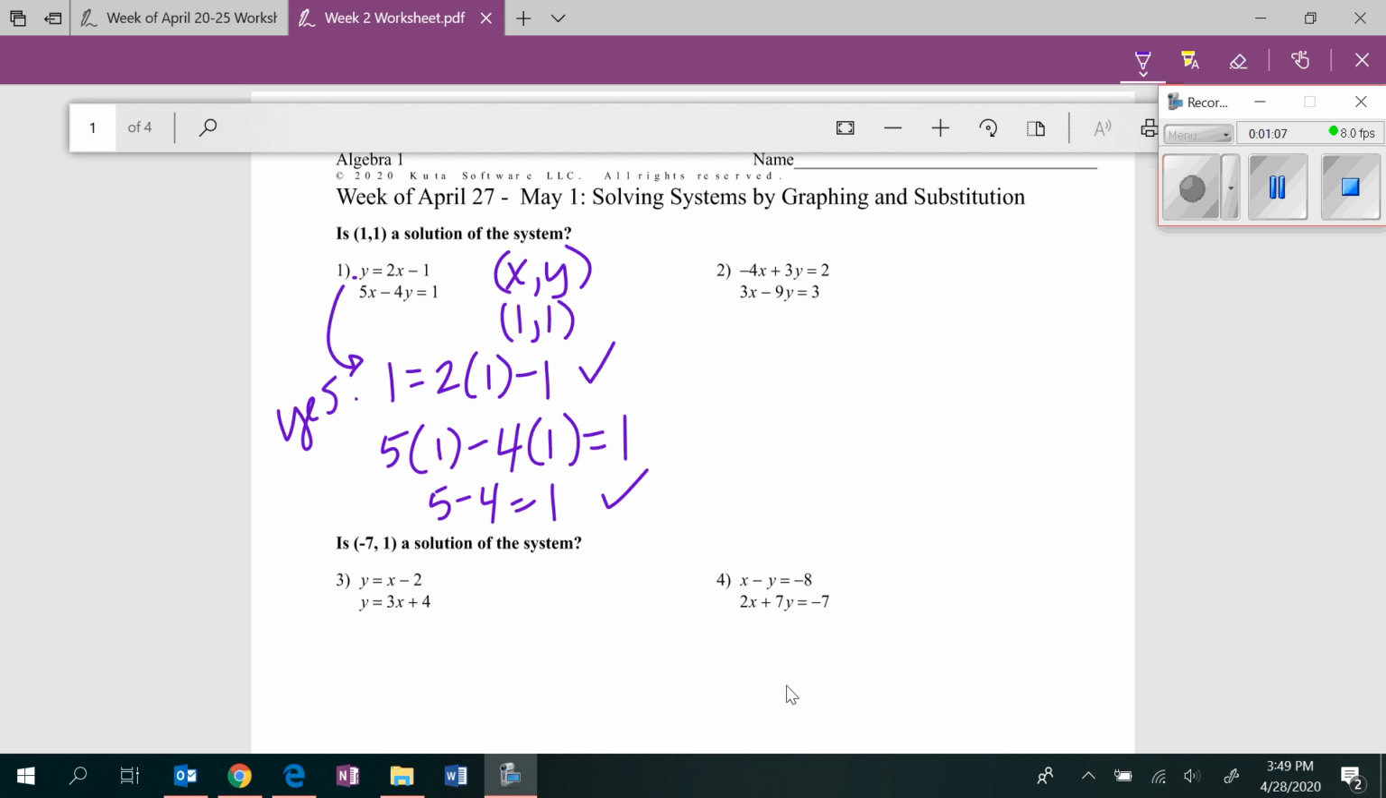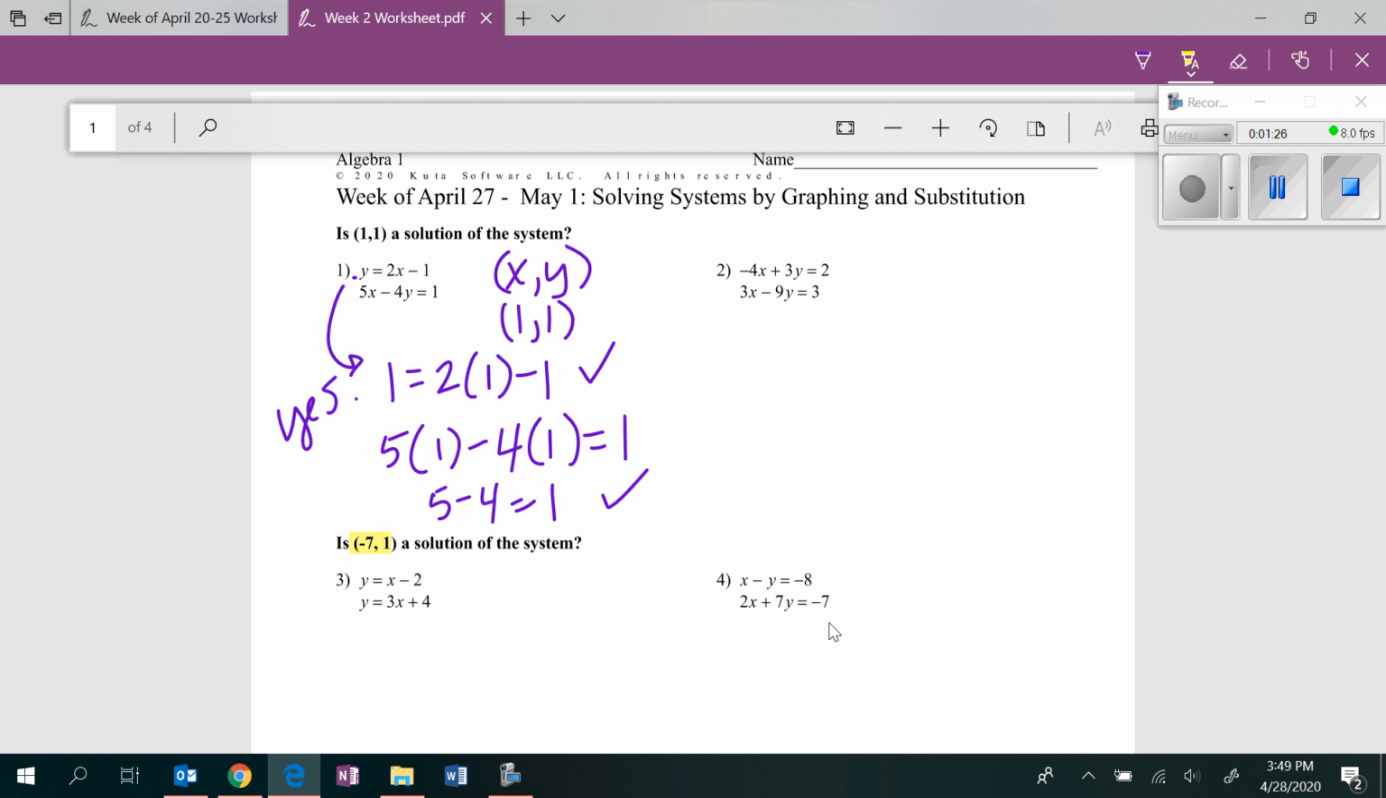Numbers 2, 3, and 4 are the same thing. Number 2, you will use the same (1, 1) coordinate, but different equations. 3 and 4, you have a different set of equations, but you're using (-7, 1).